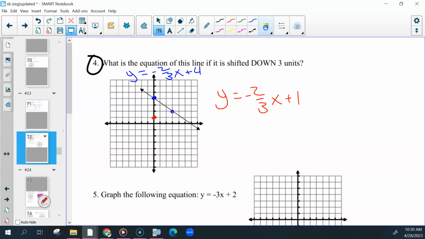So that should be the equation of that line. y equals negative 2/3 x plus 1. So from your original y-intercept, you just go down 3. Other questions on that one?